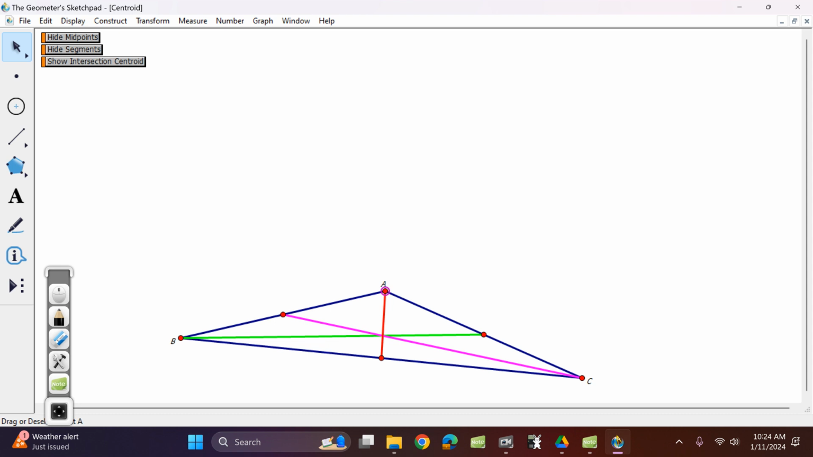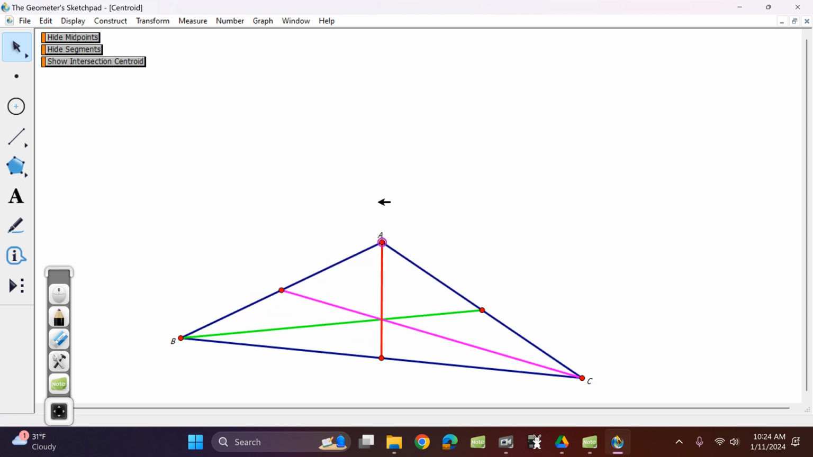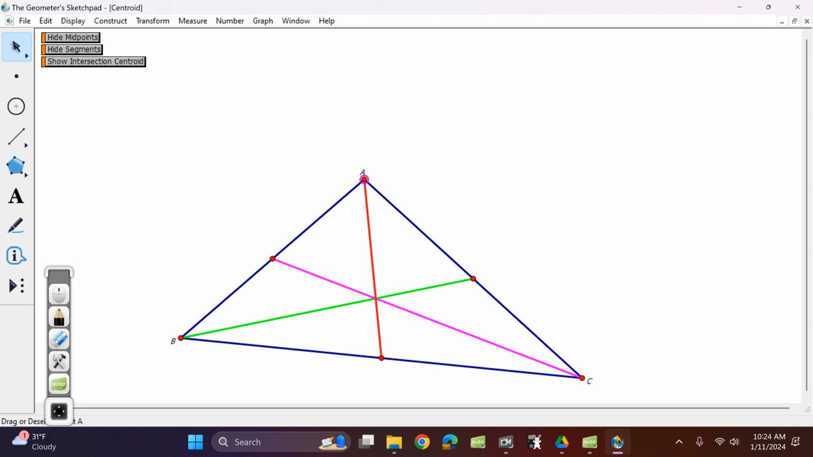So where's the centroid when it's obtuse? Inside. Okay. What if I make A a right angle? Where's the centroid going to go? Inside. Still inside, right. Okay. So that was easy. No matter what you do, the centroid is always inside the triangle.